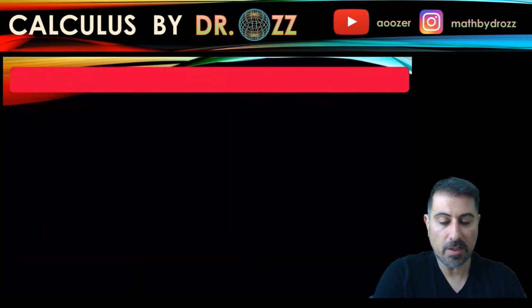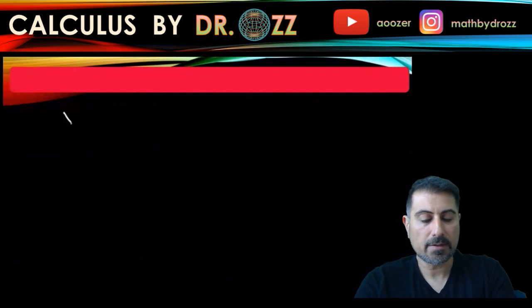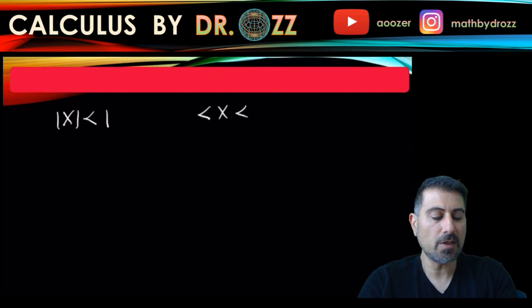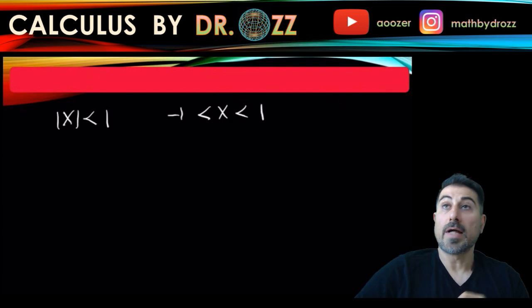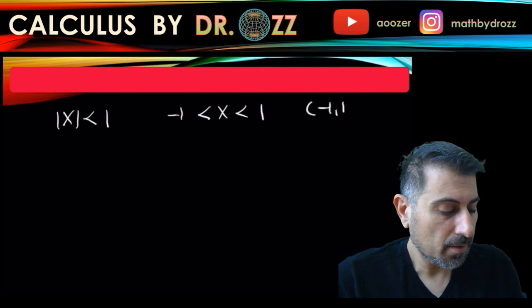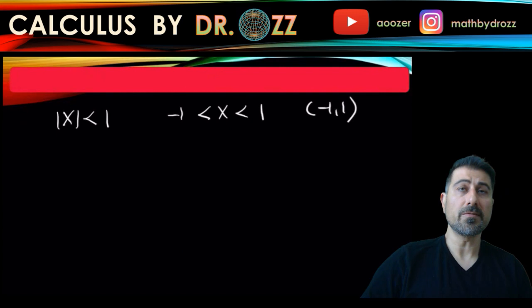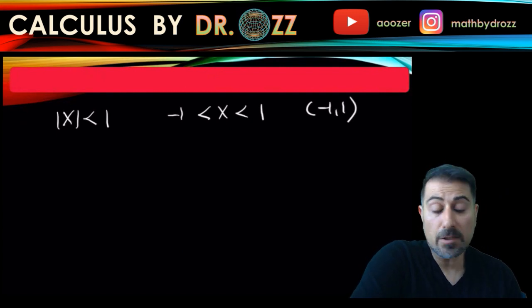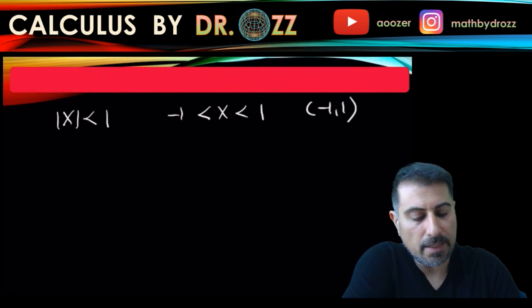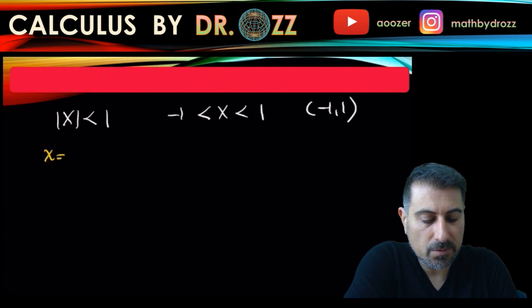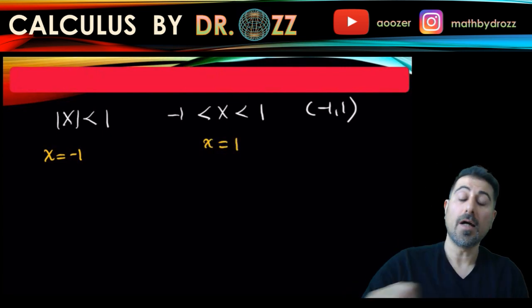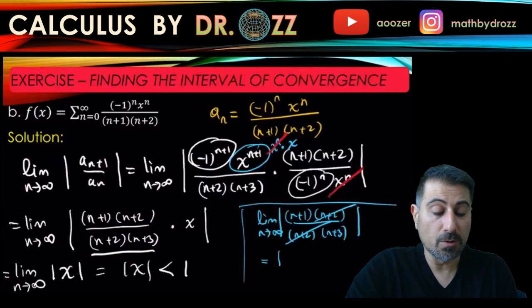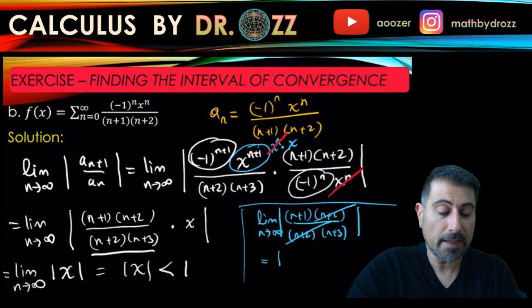What does that mean? Well, absolute value of x less than 1 means x is between -1 and 1. So I got an interval, which is -1 to 1. That's good. This is the interval of convergence, but I have to analyze this also at the endpoints. So here I have two more steps to go: x equals -1 and x equals 1. So I have to rewrite the infinite series here for x equals -1 and x equals 1.